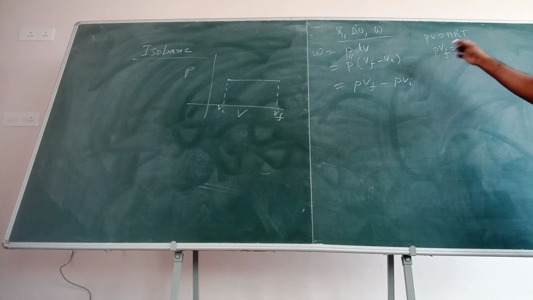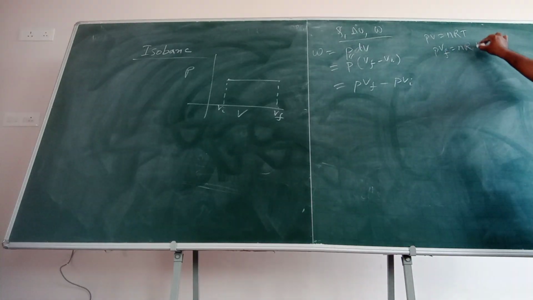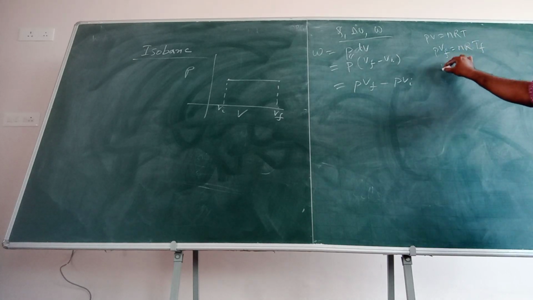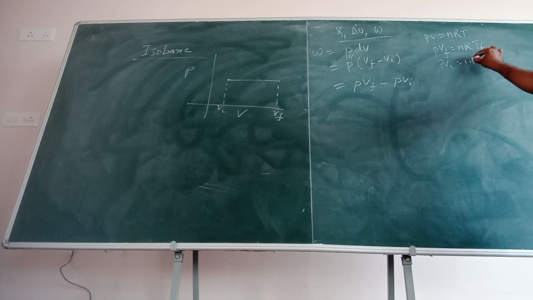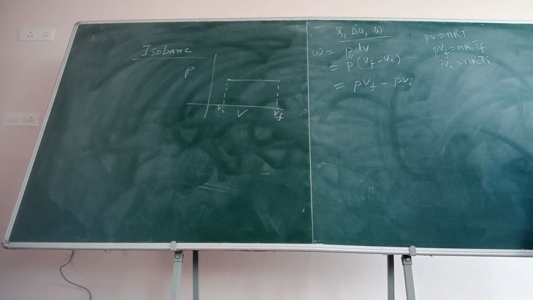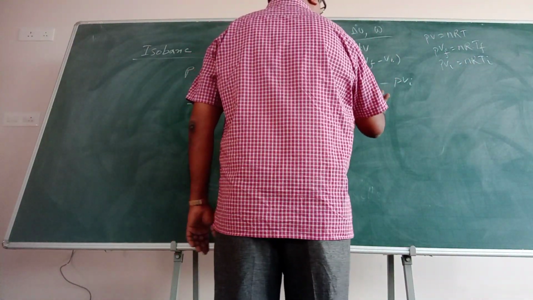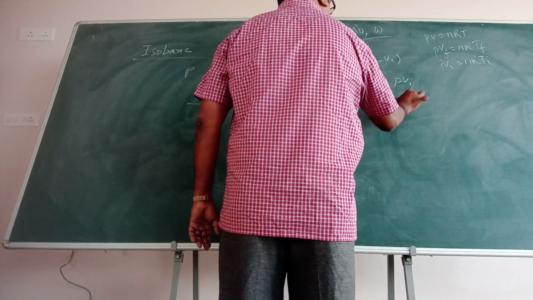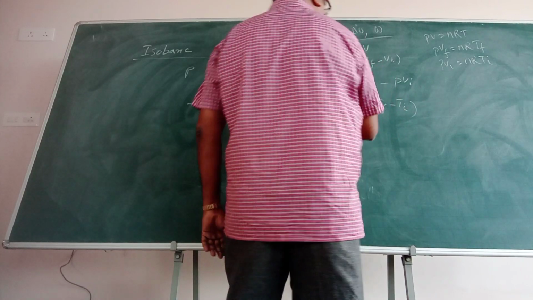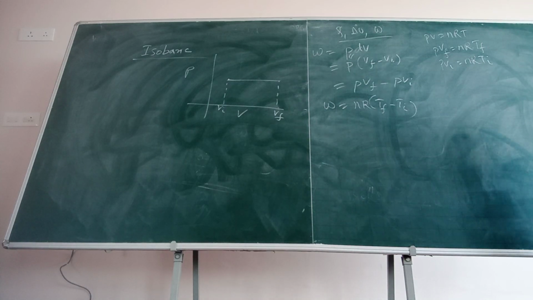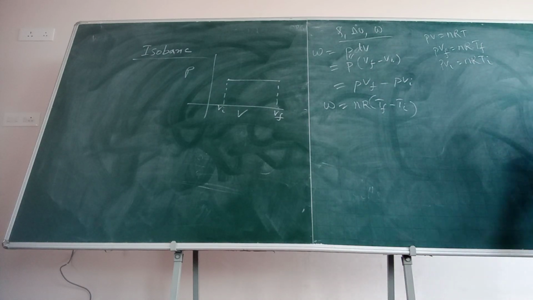So there is no P initial, no P final, because P initial and P final is P only. So PVf will be equal to nRTf, applying the gas law, and PVi will be equal to nRTi. Clear now? So just put it over here. nR is constant, so W is nR times Tf minus Ti. Tf minus Ti you can treat as delta T, the difference between the final temperature and the initial temperature.